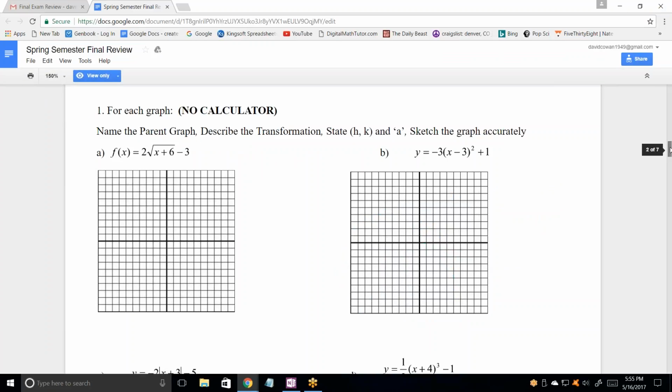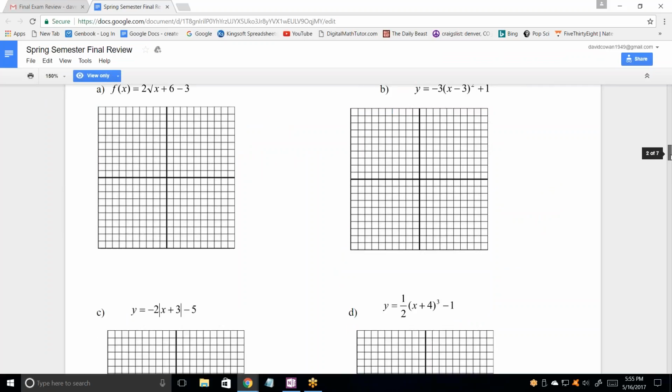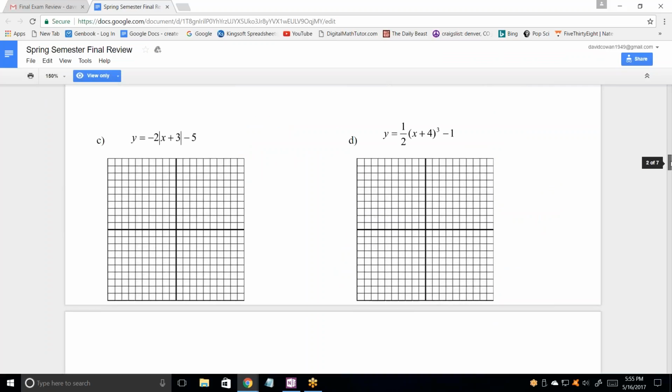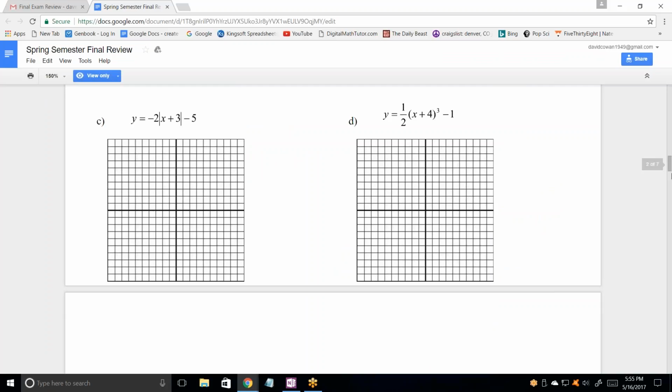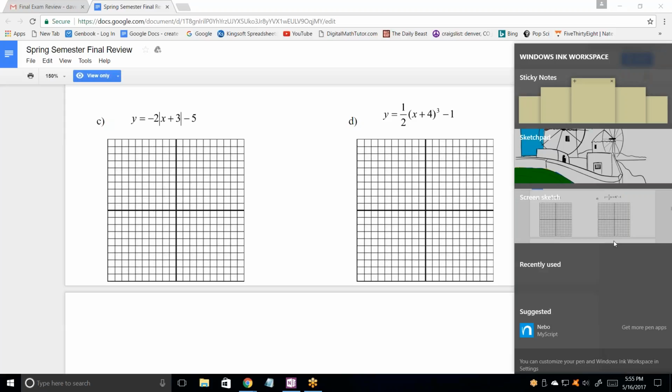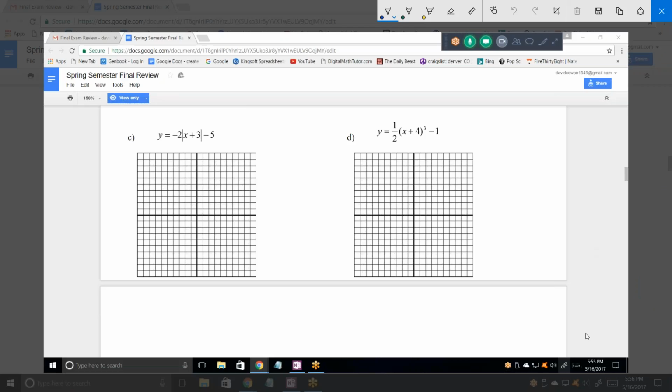All right, let's see what we can do in 5 minutes. Let's take a look at C. I don't think we need to do D. What's the parent function on D? Absolute value of x. On D. We're not going to get to D, so I just want to check a couple things. What's the parent function? X cubed. Okay. Now let's go do C.